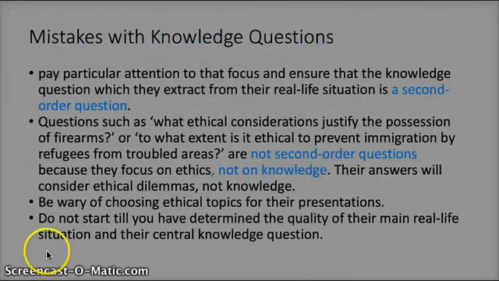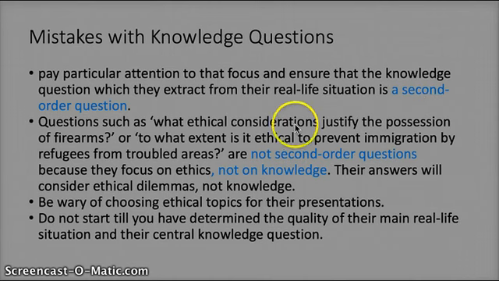Okay, I looked at the subject reports for 2016, and they listed a number of mistakes that people make with knowledge questions. So we really need to pay attention here. Need to make sure that the question that you're extracting from the real life situation is a second order question, okay? It's about knowledge, it's not about the situation.